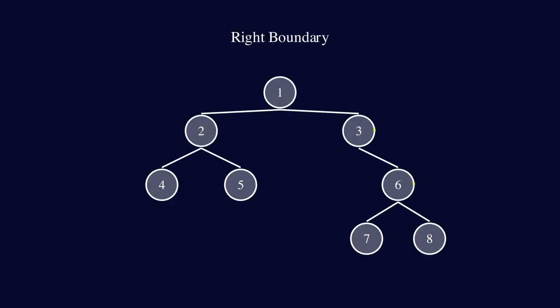For the right boundary, start from root's right child. Move downward, taking the right child when possible. Otherwise, take the left child. Add only non-leaf nodes to a temporary list. At the end, append them in reverse to get bottom-up order along the right edge.